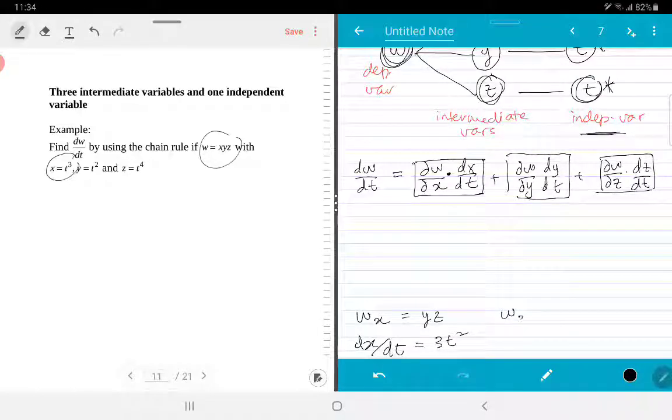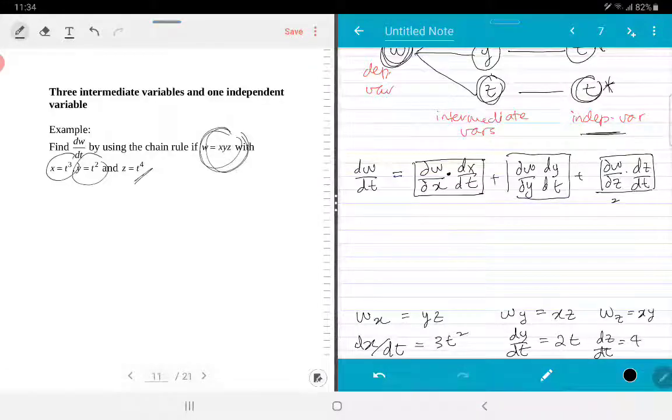Okay, now we need partial w, partial y. Differentiate w here with respect to y. That will give us xz. Then we have dy dt, not partial, because we only have one variable. So differentiate y with respect to t, we get 2t. And we also need partial w, partial z. Differentiate w with respect to z, we get xy. And the last term, dz dt, will give us 4t cubed.